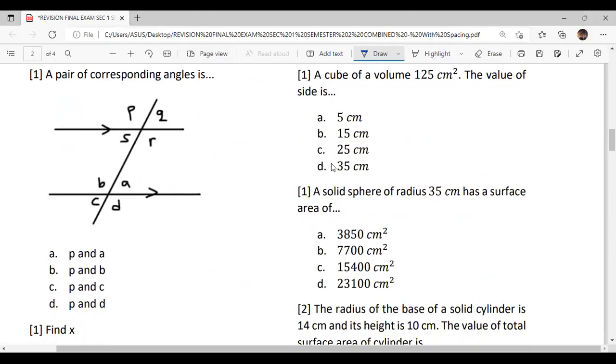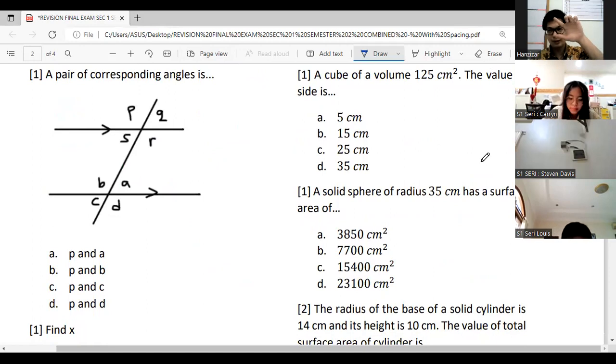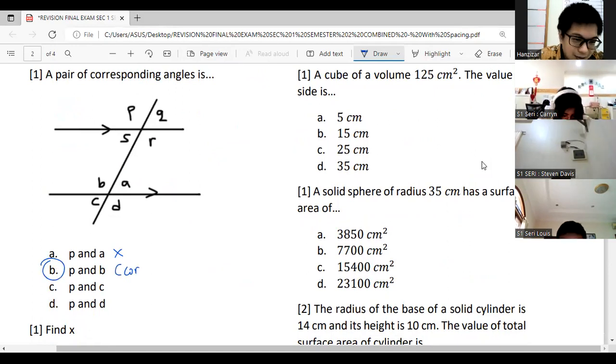Do you know what corresponding is? Look at my hand. You can look at my video. Corresponding. This is the length of the angle of corresponding, and if you drag anywhere, you will get the same answer. So P and A are not corresponding, wrong. It's just a random angle, random pair. P and B is corresponding, right? This is called corresponding.